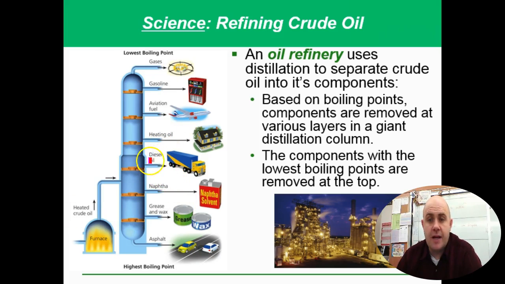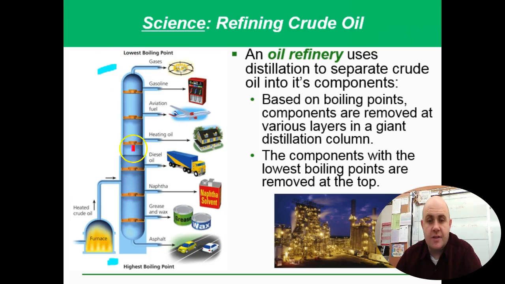So once oil is pumped out of the ground, it goes to the refinery. And the refinery basically uses heating to boiling points of the various components of oil to separate it out. So it's heated, and then the heated crude oil is pumped into these large towers. The lighter weight molecules move to the top of the tower because they have lower boiling points, and the heavier molecules have higher boiling points, and they settle to the bottom.